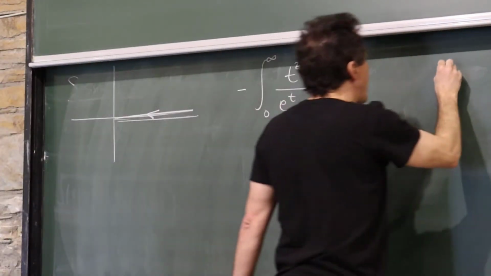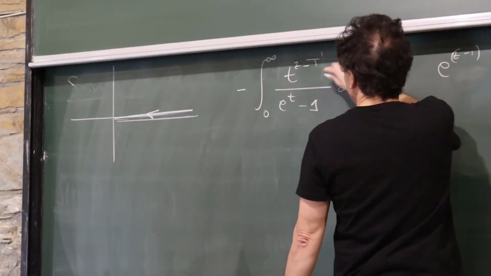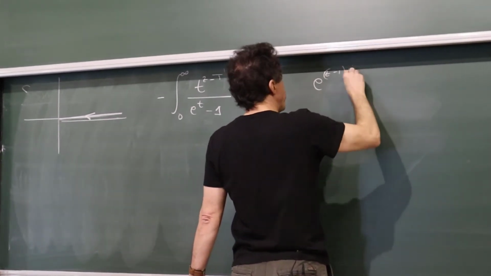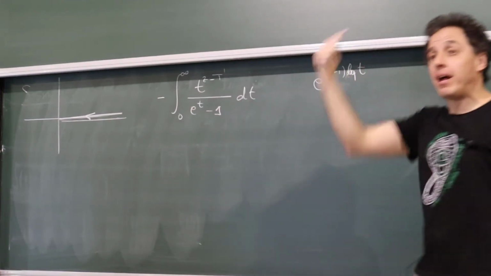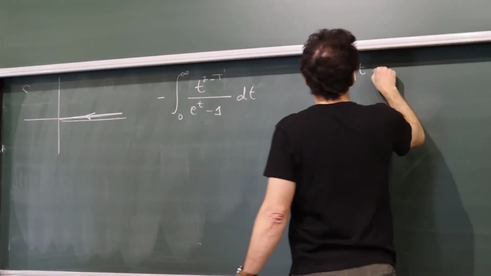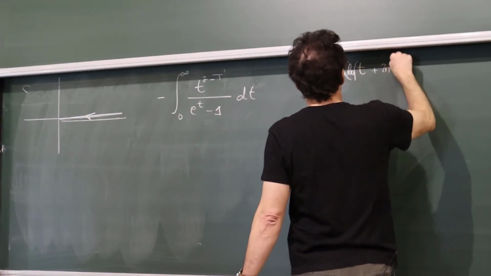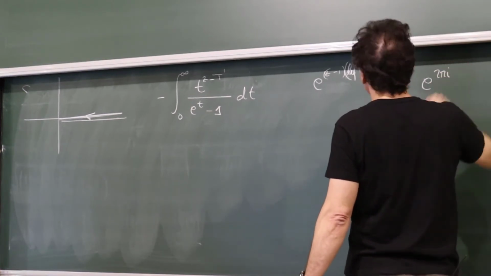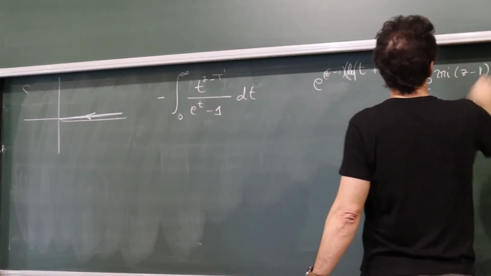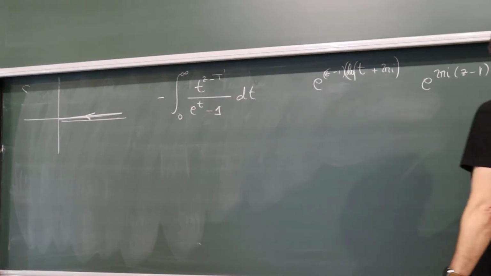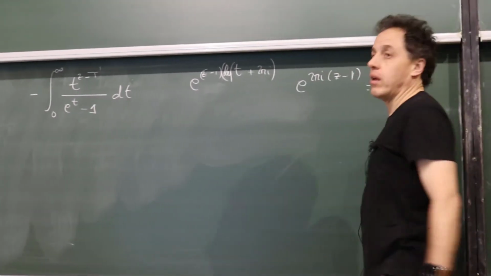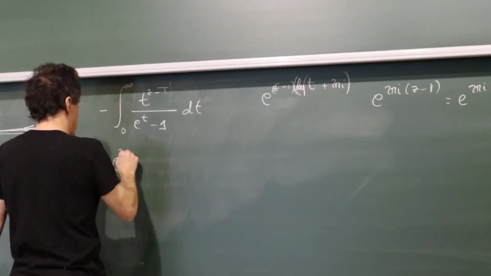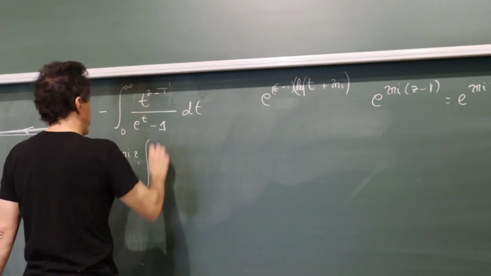So in the numerator we have t to the z minus 1, the argument of t, z minus 1 log of t, sorry, log of t plus 2 pi i. So we have the previous integral multiplied by e to the 2 pi i times z minus 1. This is the same as this integral here. So we have this integral plus this integral also.